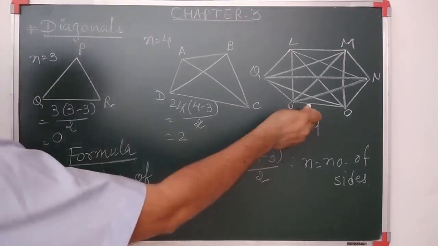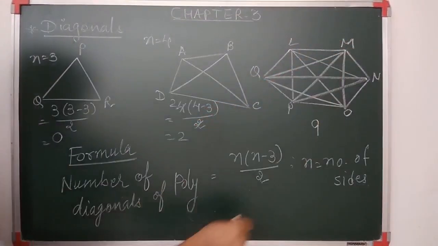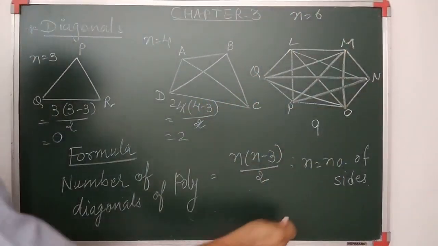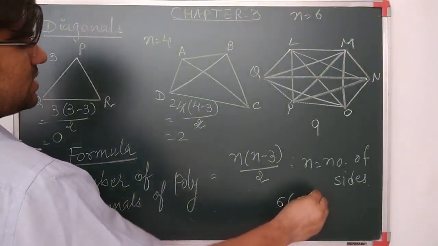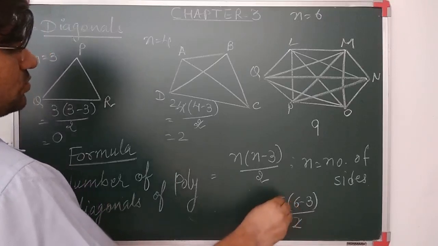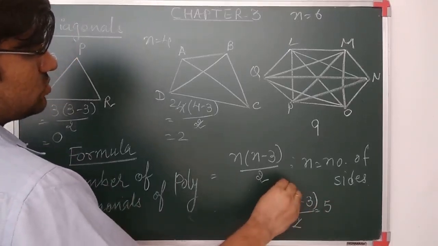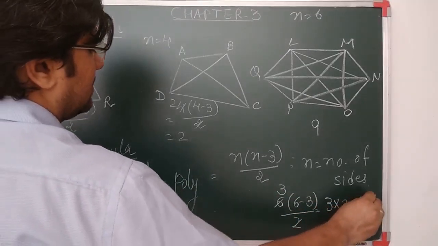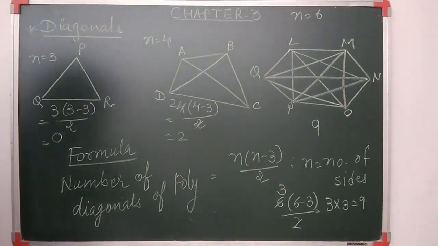In the same way, let us substitute the value here. n is equal to 6 sides. It's a hexagon. So when I substitute n as 6, 6 times (6 minus 3) upon 2. So 2 threes are 6, and 3 into 3 is 9. Thus we obtain 9. So you can remember this formula.